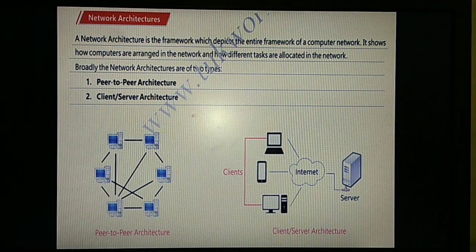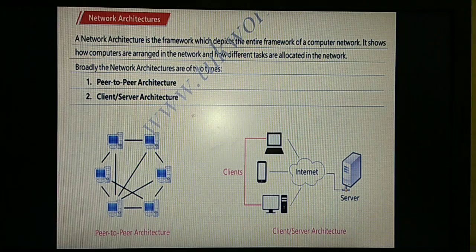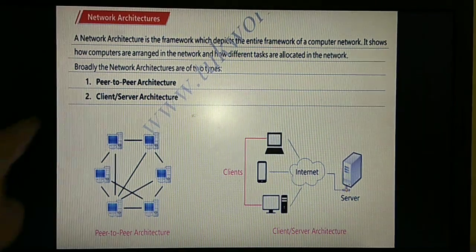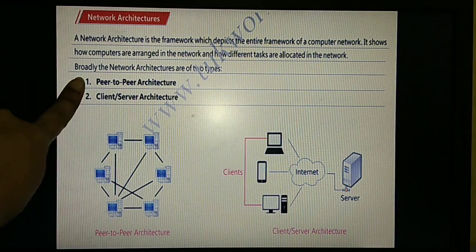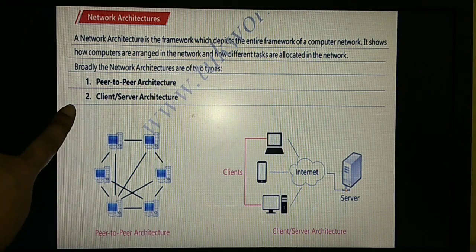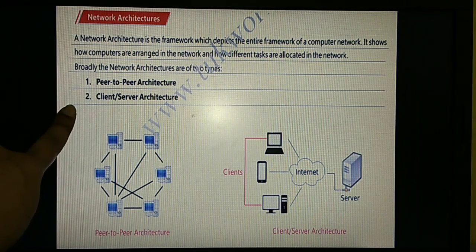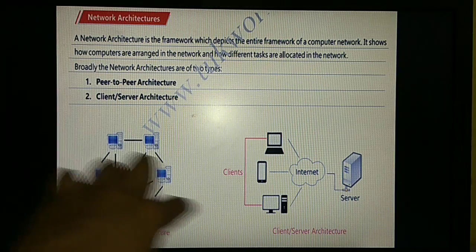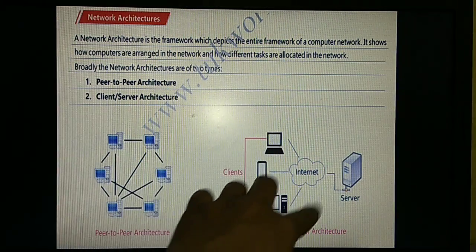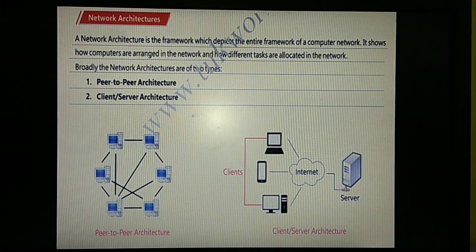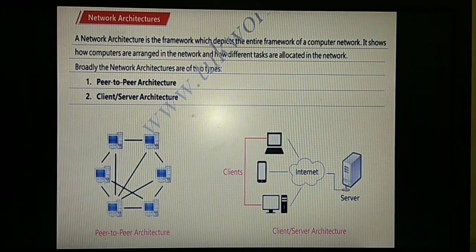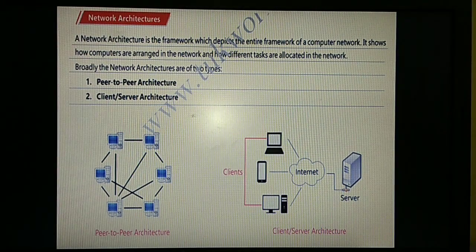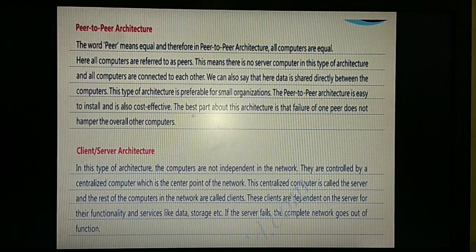Broadly, network architectures are divided into two types. The first one is peer-to-peer architecture and the second one is client-server architecture. So this part is called a peer-to-peer architecture and this is a client-server architecture. Now let us start the explanation with the first one, peer-to-peer architecture.